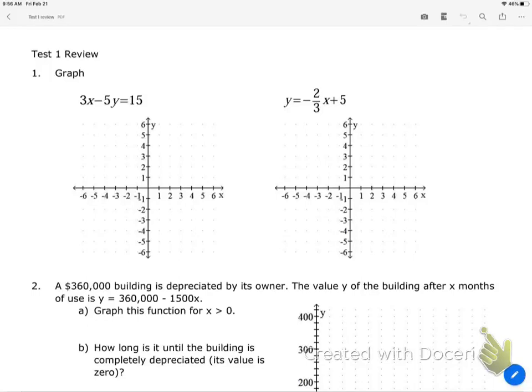Right, test one review. Okay, so graph these two. Now you're going to graph this one by the x and y intercepts, and graph this one by the slope and the y-intercept. So let's take a look at this one first. What you're doing is this, x and y.